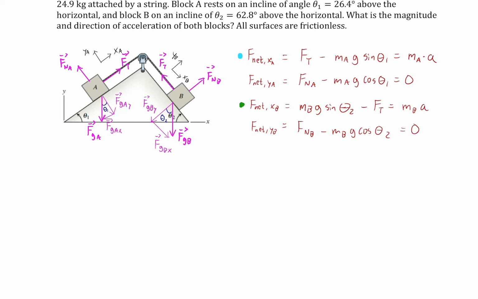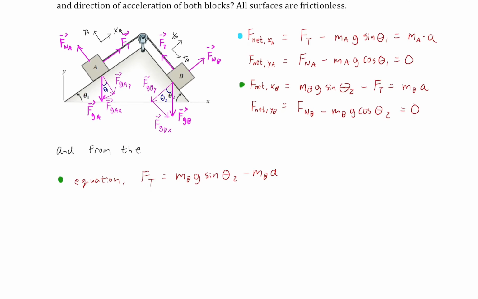I wrote them down because this is kind of a flexible version of a setup that could be used if there was friction, which I'll show in just a minute. But here, these aren't going to be that helpful. So my main focus is going to be on the blue equation and the green equation, which is why I've colored them. All right, so moving on.